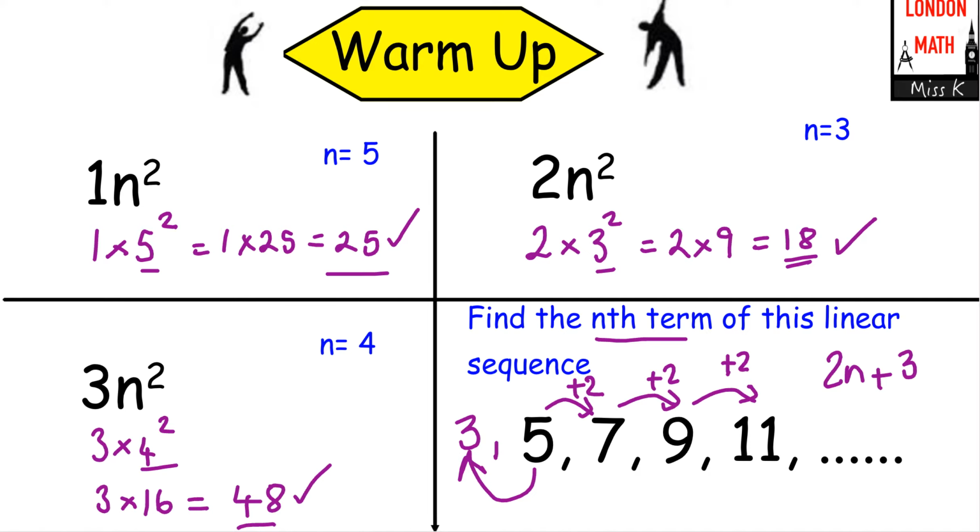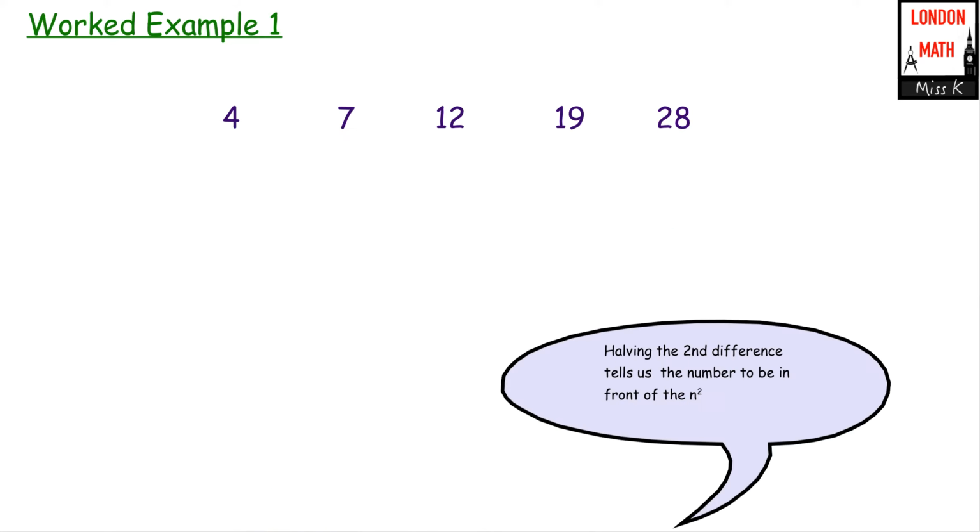Okay, that's the warm-up done. Now we're going to go and look at some quadratic sequences. So let's look at the first worked example. In order to determine if a sequence is quadratic, what you want to do is just check the difference of the terms. So 7 take away 4 is 3. So the first 2 terms have a difference of 3. But the difference between 7 and 12 is 5. The difference between 19 and 12 is 7. The difference between 28 and 19 is 9.